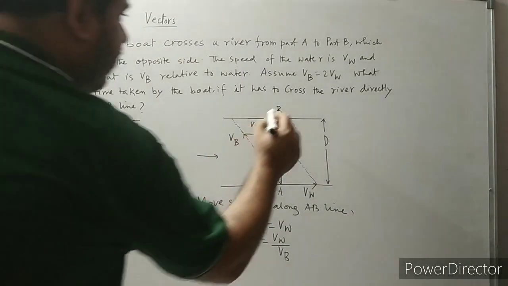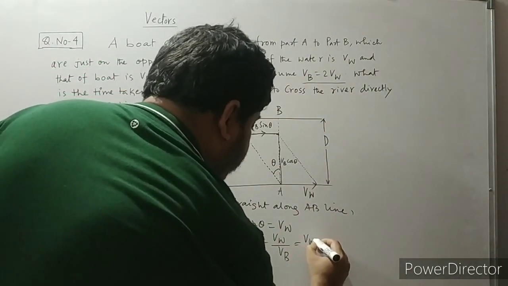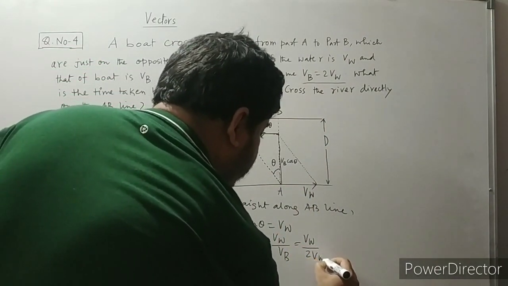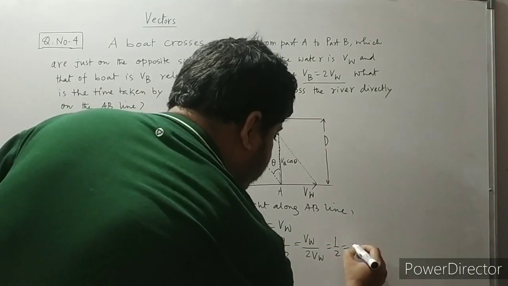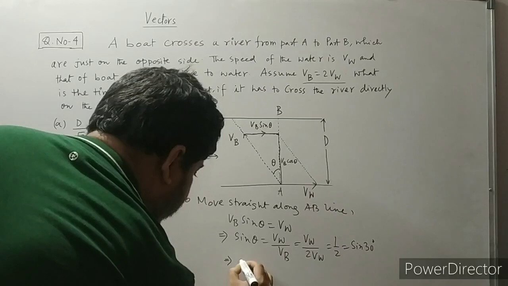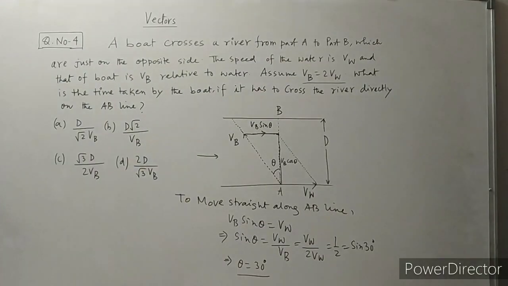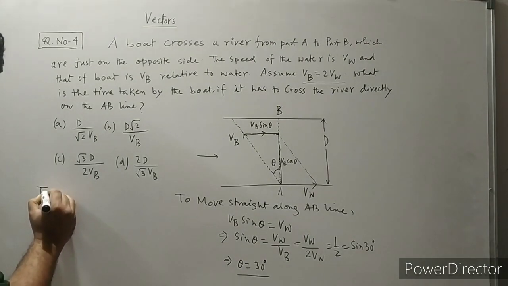Now in the question it is given VB is equal to 2 VW. So it will be VW by 2 VW, means it will be half, means sin 30 degree. So theta is 30 degree. Fine, theta we have calculated. Now we have to calculate the time taken.